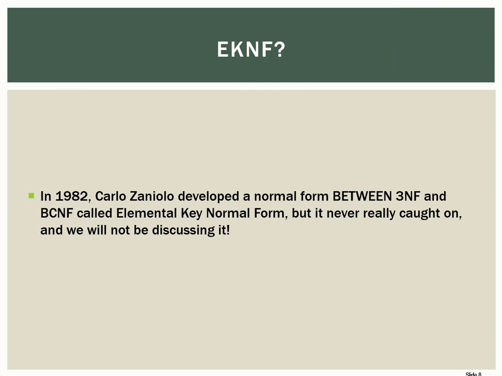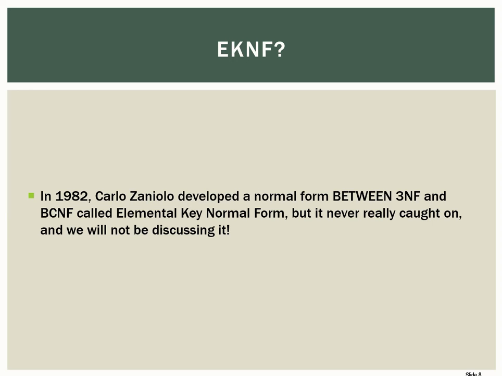As if things weren't crazy enough with the Boyce Codd Normal Form, in 1982, Carlo Zaniolo proposed another normal form called the Elemental Key Normal Form. This one comes in between third normal form and Boyce Codd Normal Form. But frankly, no one really adopted it. It's out there, but no one really uses it. We're not going to discuss it. We already have this intermediate normal form called the Boyce Codd Normal Form.